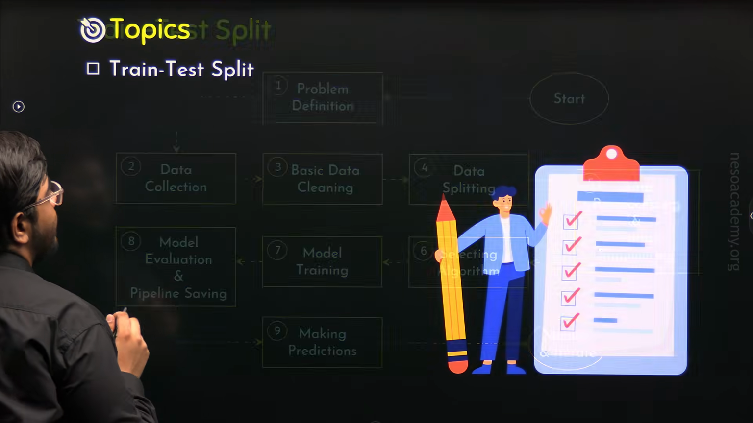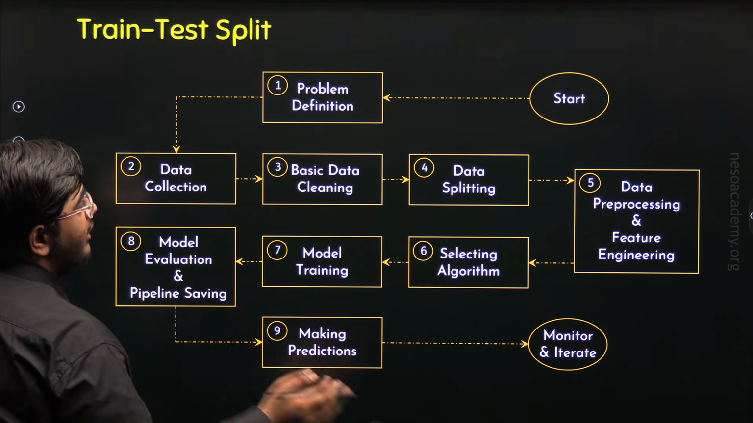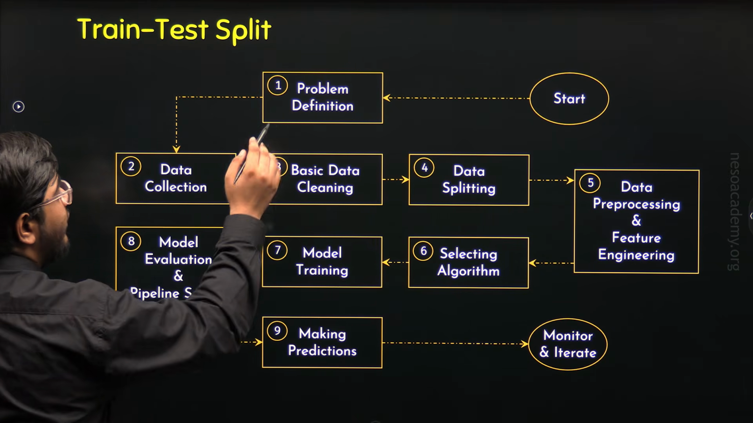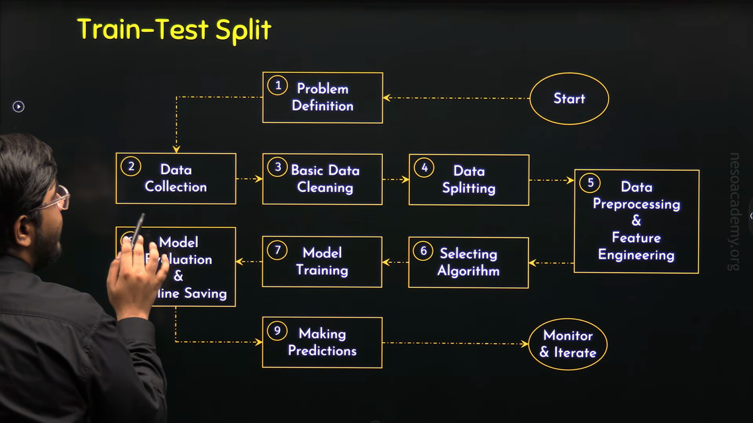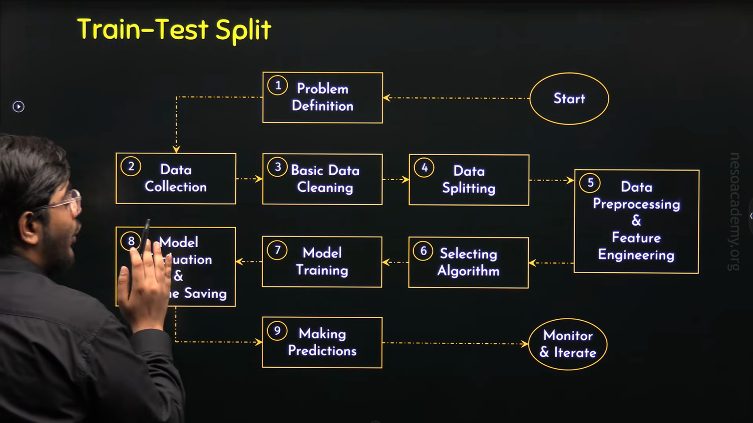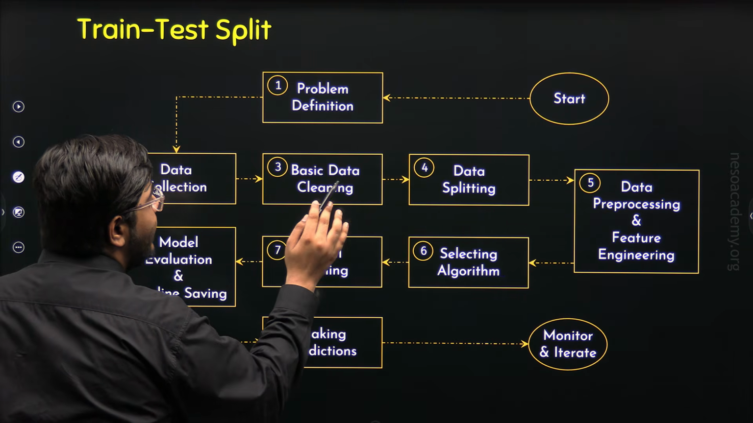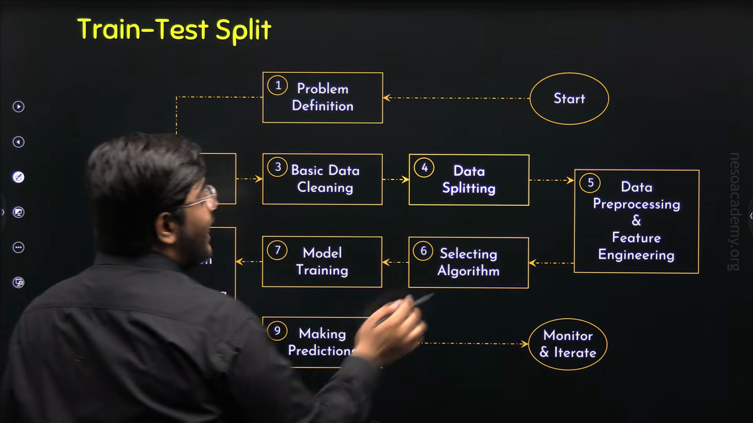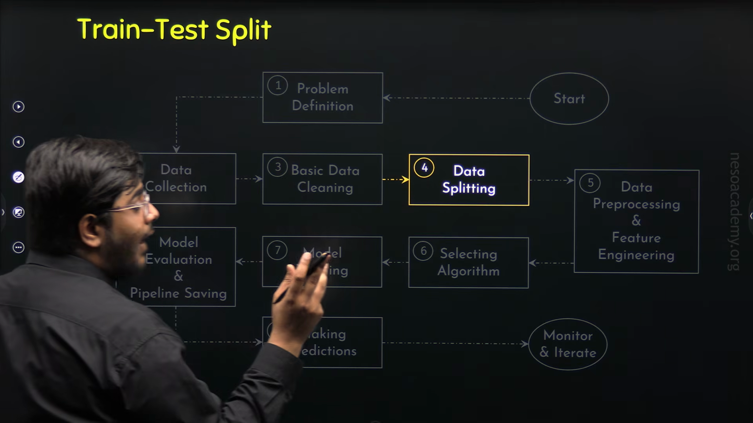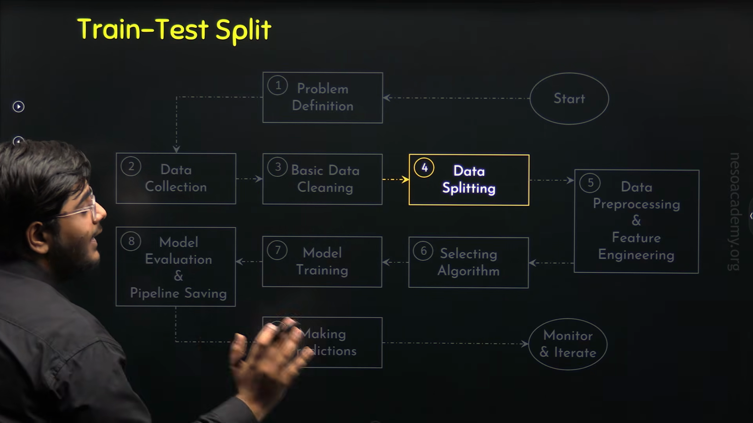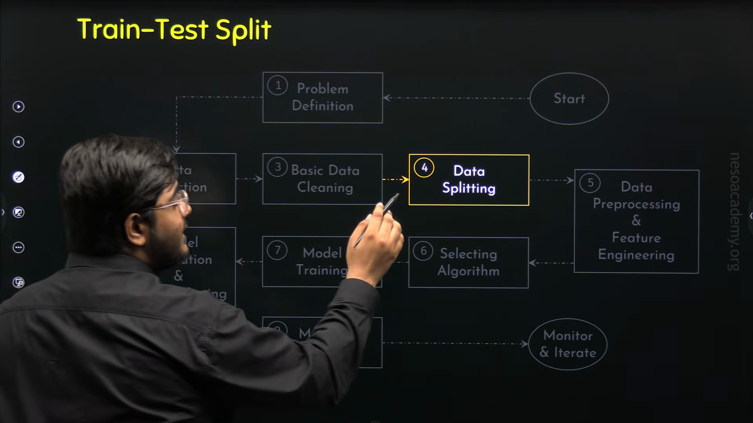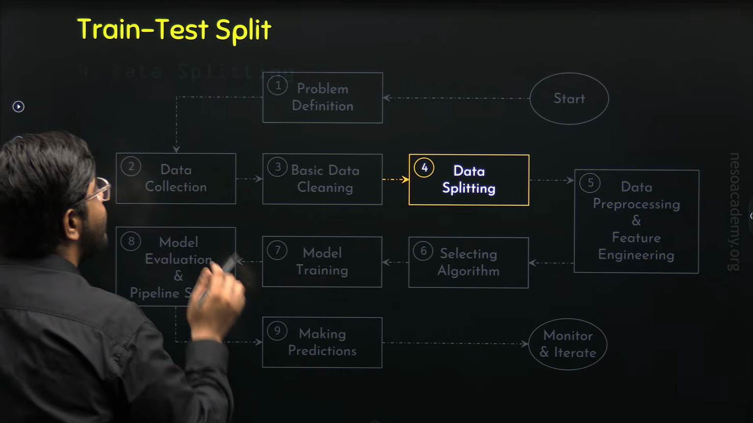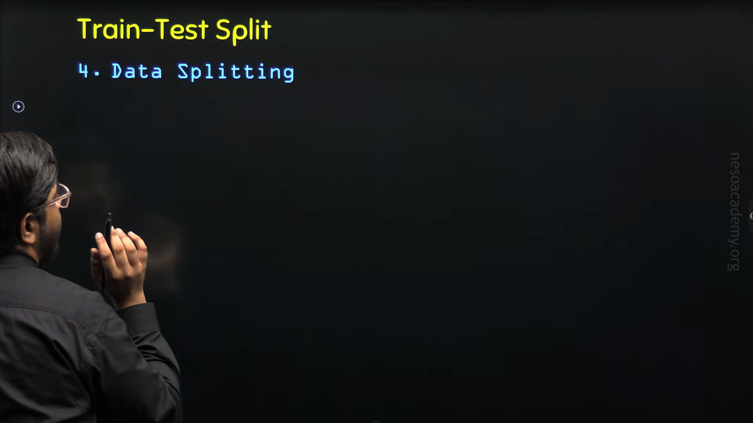Let's get started. So we are studying the machine learning pipeline and we have already defined the problem statement. We have collected the data set and also we have performed the basic data cleaning over the data that we have collected. Now it's time to split the data into two parts, training data set and testing data set. So the fourth step of machine learning pipeline is data splitting.